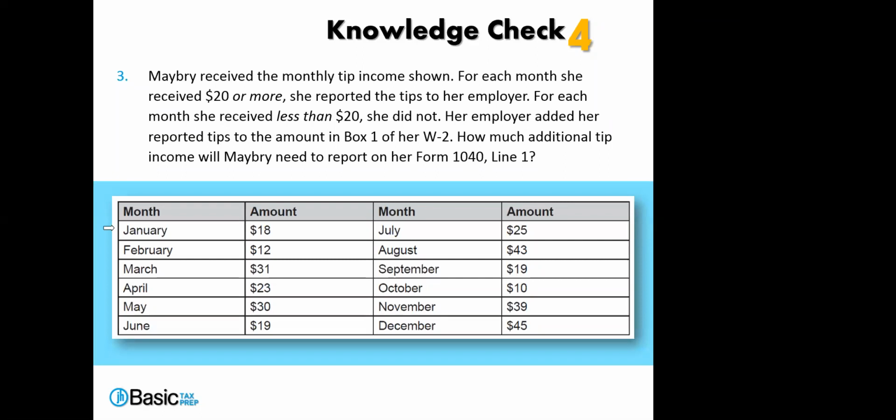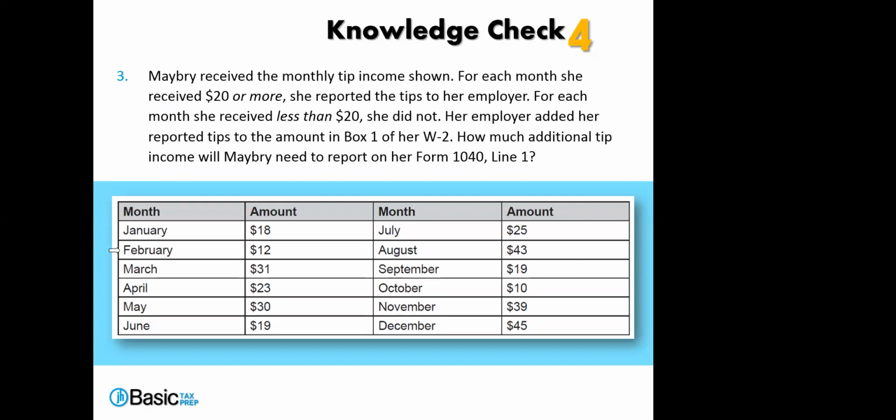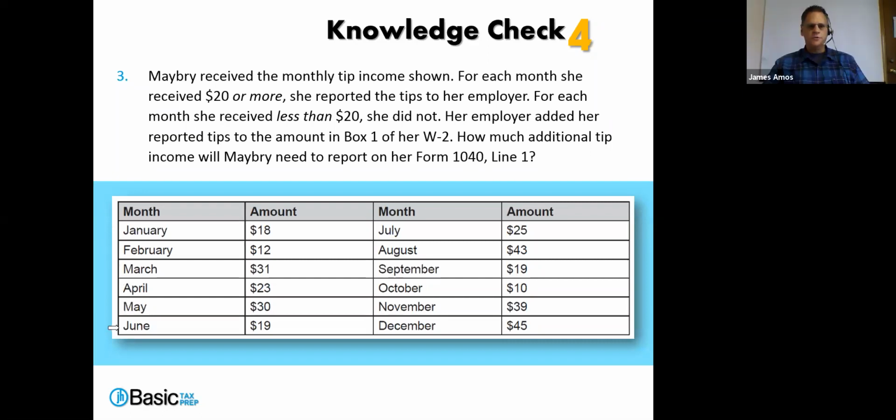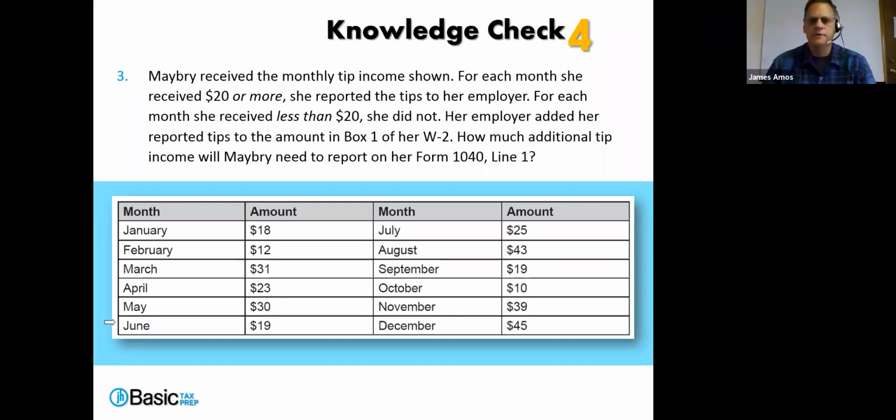No, she didn't, because it was less than 20 during the month. Did she report the February amount? No. Did she report the June amount? No. What other amounts did she not report? September and October.